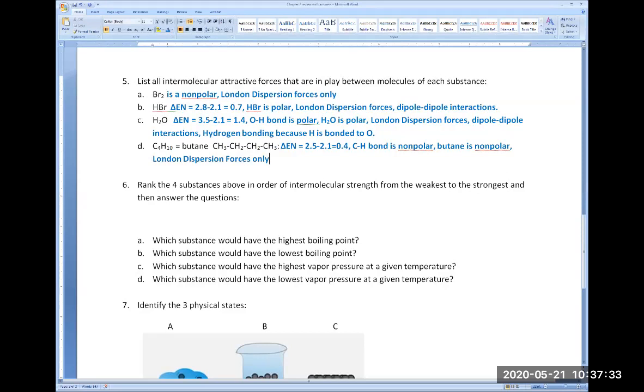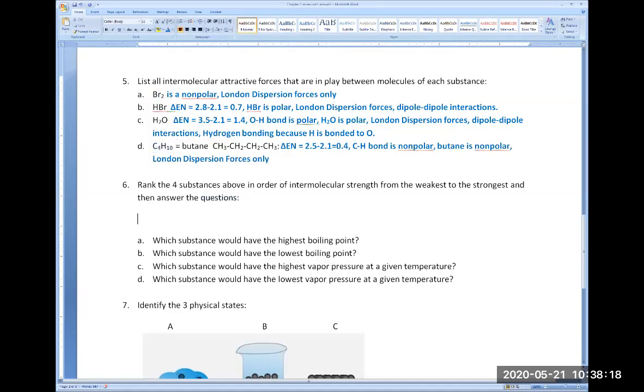Okay, so now let's rank these 4 substances in order of intermolecular strengths from the weakest to the strongest. So let's do this here. So which one would be the weakest? The molecule that experiences the weakest intermolecular attractive forces. So is it Br2, HBr, H2O, or C4H10? So you think it's Br2? Yes. So you have to decide, is it Br2 or is it C4H10, right? Because those two only experience London dispersion forces.